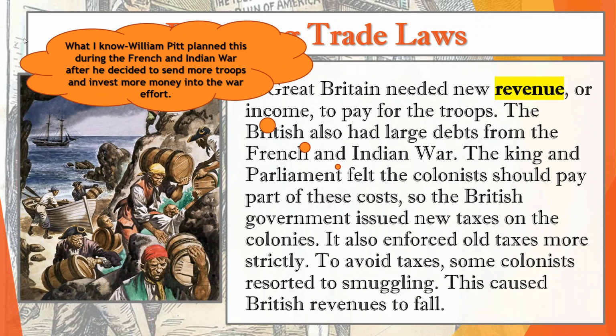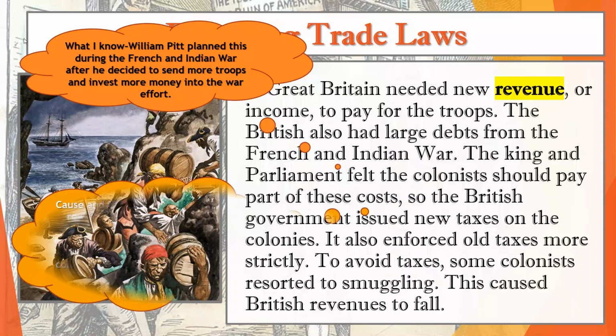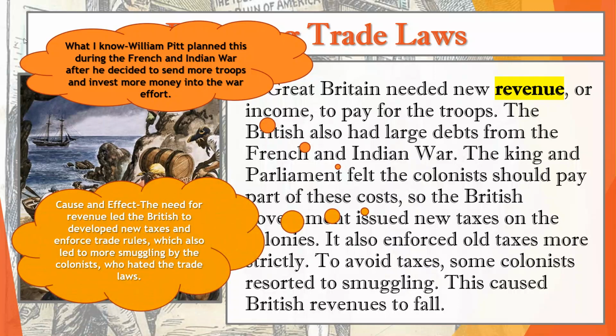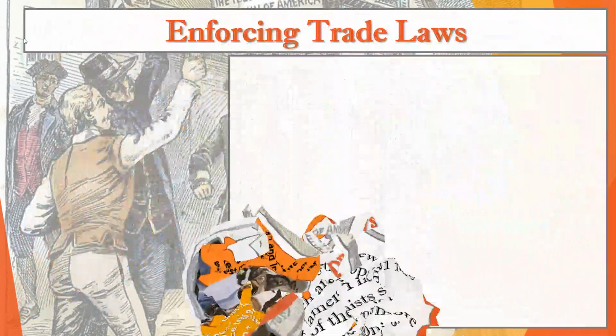So here's how what we learned before relates to what we're learning now. It's a direct relationship. The need for revenue led the British to develop new taxes and enforce trade rules, which also led to more smuggling by the colonists who hated trade laws. And this goes back to mercantilism and the Navigation Acts. We've got to go back two units here. If you remember, the colonists hated the Navigation Acts, but now the British are going to start to enforce them with more authority and more vigor. So this is upsetting the colonists big time.